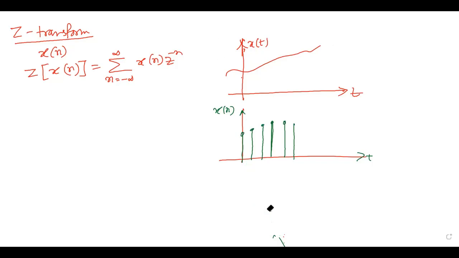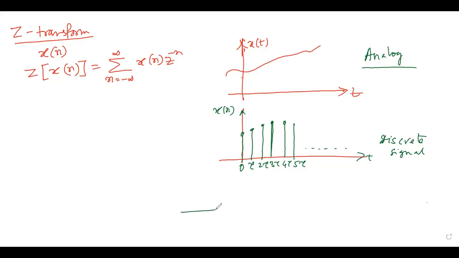Only at certain instants of time, then it's called a discrete signal. A signal which varies continuously with time is known as an analog signal, and a signal which varies only at certain instants of time, for example here at 0, tau, 2 tau, 3 tau, 4 tau, 5 tau, and so on, is called a discrete signal.